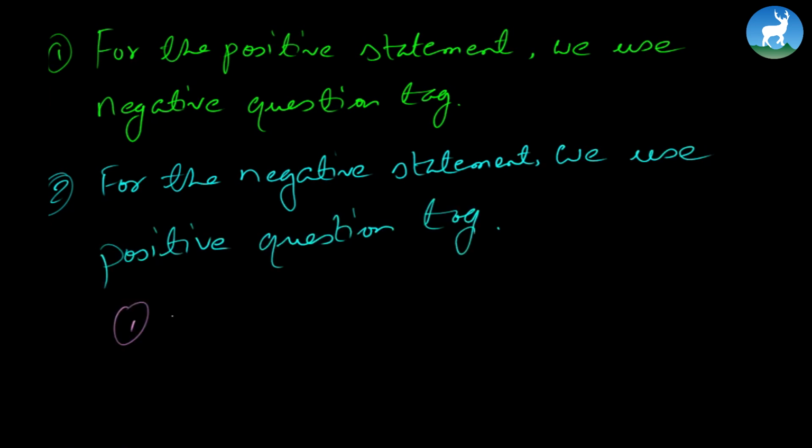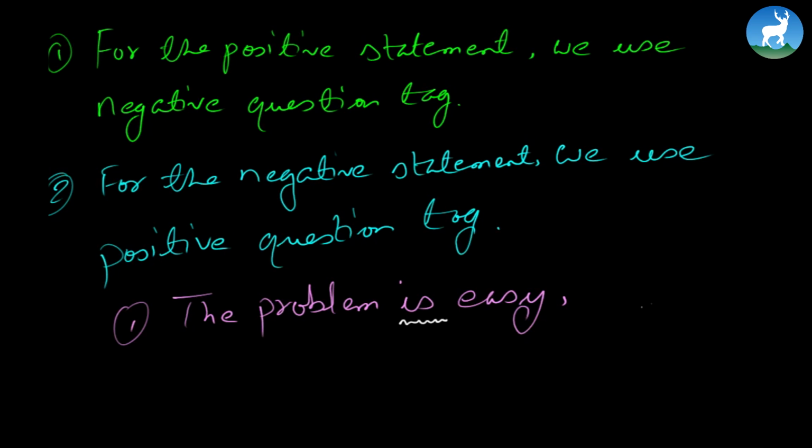Now, example one: what is a positive statement? Let's say, the problem is easy, a positive statement, separated by a comma. Remember what the rule says. The statement is positive, we use a negative question tag. The problem is easy. So taking care of the tense or the auxiliary verb here, the problem is easy, isn't it? See, example one is justified.